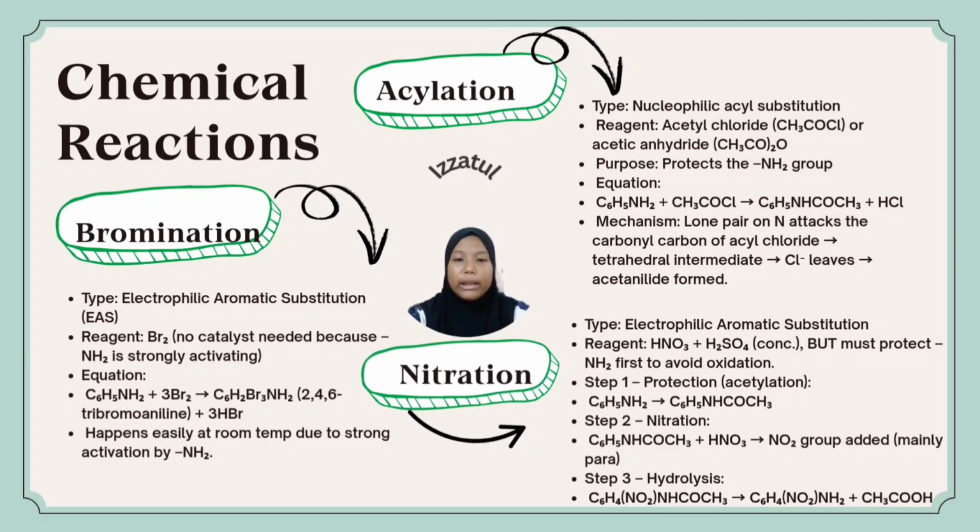The second one is nitration, where the type of reaction is electrophilic aromatic substitution. The reagent that we use is HNO3 plus H2SO4. The third one is bromination, where the type of reaction is electrophilic aromatic substitution. The reagent that we use is Br2, and it happens easily at room temperature due to strong activation by NH2.